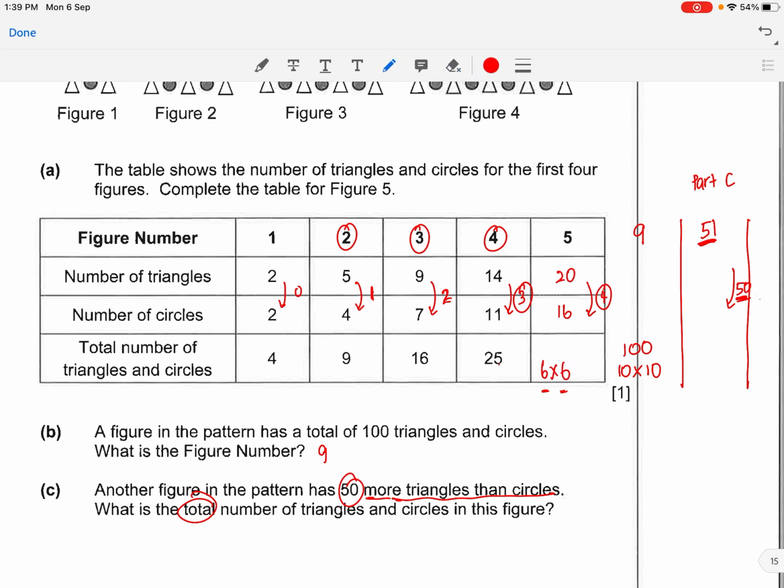6 times 6 equals 36. You use the figure number plus 1 and you square the number. So the figure number is 51 now. You plus 1 is 52. You need to square it. You use 52 times 52, and using your calculator, you get 2,704. So this will be the answer for part C. You need not necessarily find the triangles and the circles for this question, because they are just asking you to find the relationship between the figure number, the total, and the difference. So this is how you can solve this kind of question.